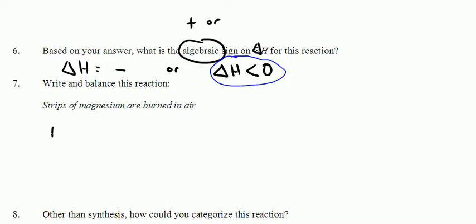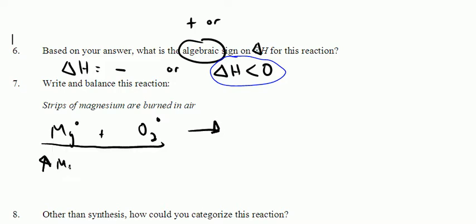Let's write this reaction. Strips of magnesium are burned in air. Okay, so I wrote my reactants. I do not see ions, but I see 2 neutral atoms. So we're going to go up to 2 plus, we're going to go down to 2 minus, and we're going to stick. And we're going to balance, and there's the reaction.